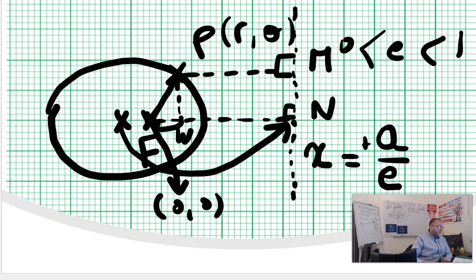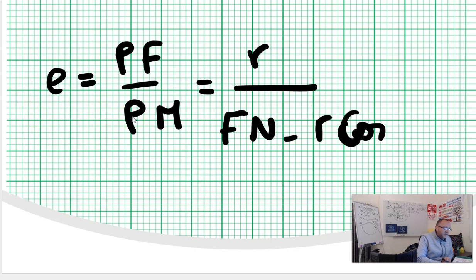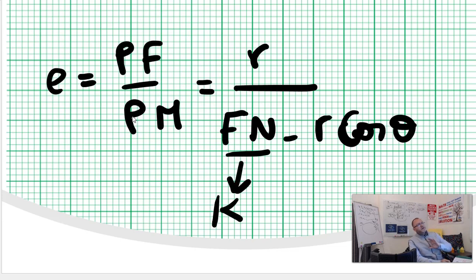Now, what is Fn? Fn minus R cosine theta. Fn, in many books, they call it K. In some books, they call it P. We never want to call it P. We're going to confuse it with a lot of other things. In some books, they call it Q or L.